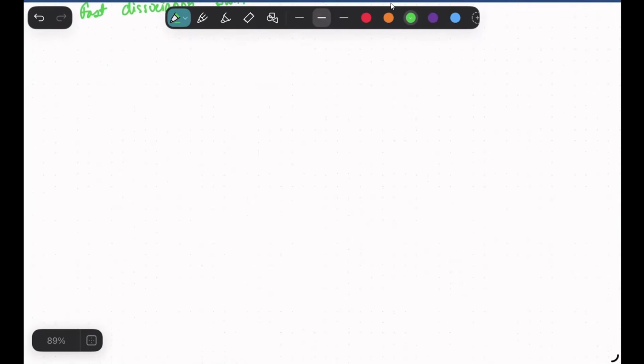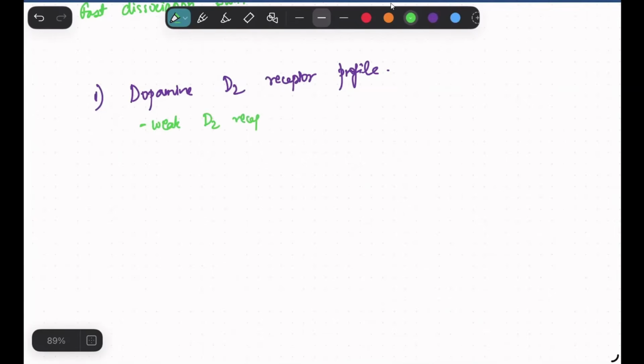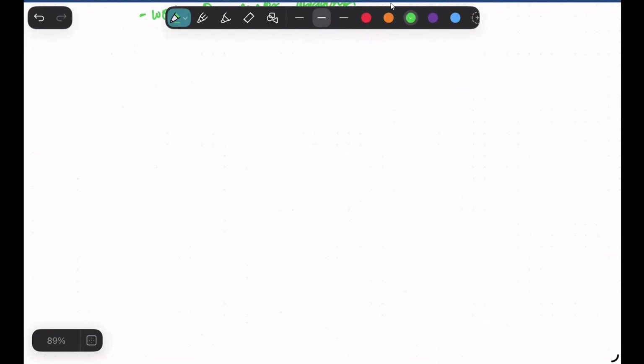Now, we'll be discussing the receptor profile one by one in detail, and then we'll go forward. So first we'll take the dopamine D2 receptor profile. I'll be explaining and writing in points, so it will be easy for you to make your own notes and study. So clozapine, as we studied earlier, is a weak D2 receptor antagonist at the clinically effective dose, the target dose we will be learning in the later part.